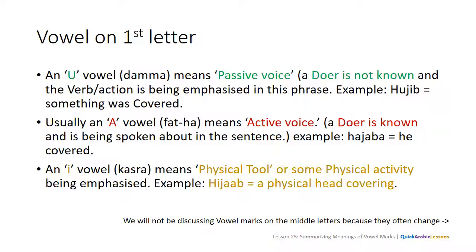of a three-letter word, for example. A u vowel, a dhamma on top of a word, means passive voice. So this means the doer is not known, and the verb, the action word, is being emphasized in the phrase. For example, hujib. Hujib means something was covered. We don't know who did the covering, we just know that something was covered.